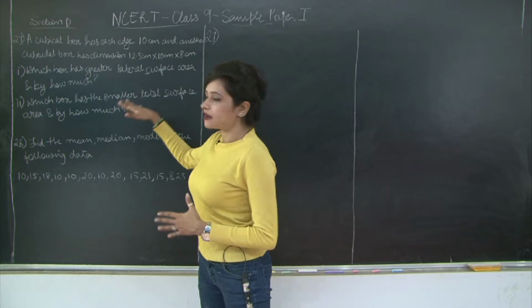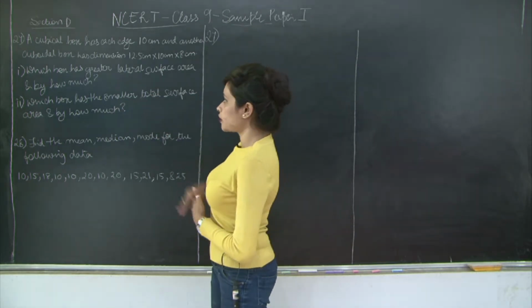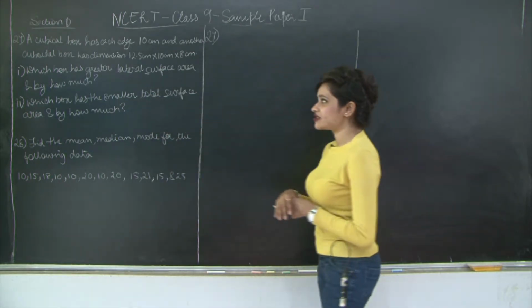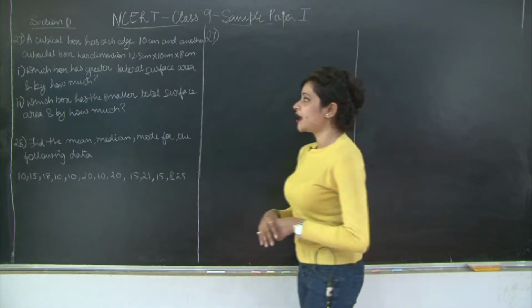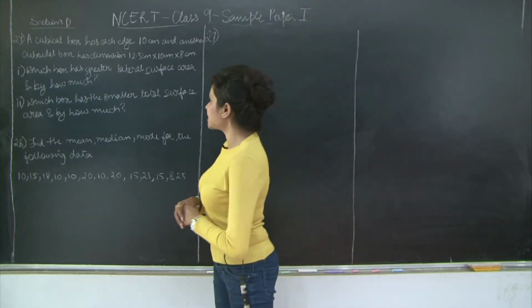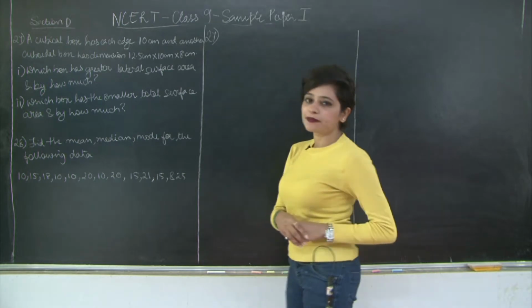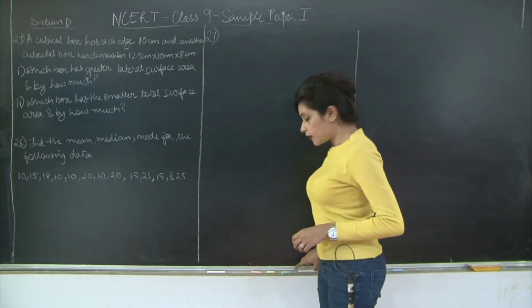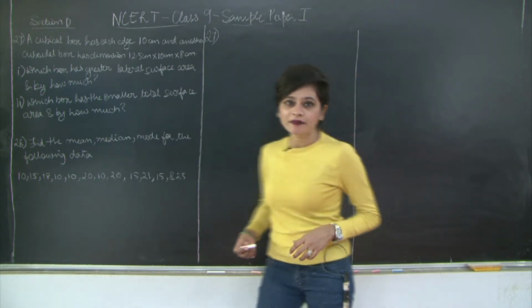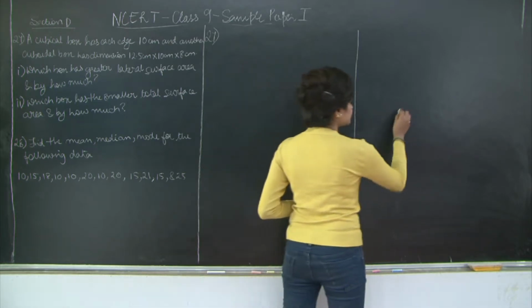Now we need to find out two things. One, which of these boxes has a greater lateral surface area and by how much, and the other one, which box has the smaller total surface area and by how much. So let's see, first of all, what do we have? We have a cube and we have a cuboidal box.